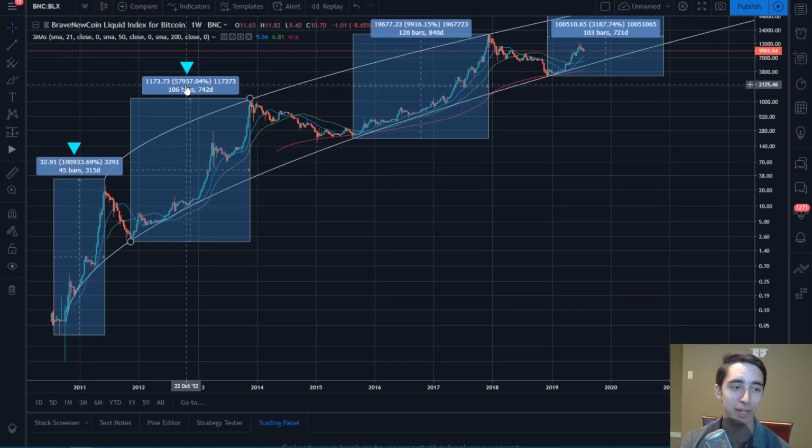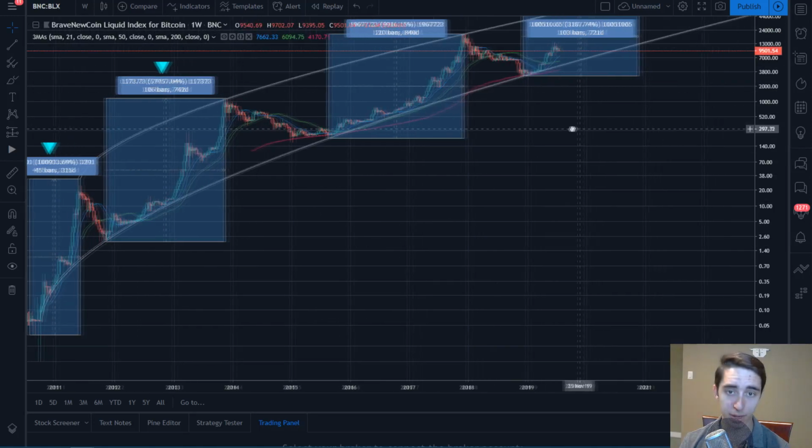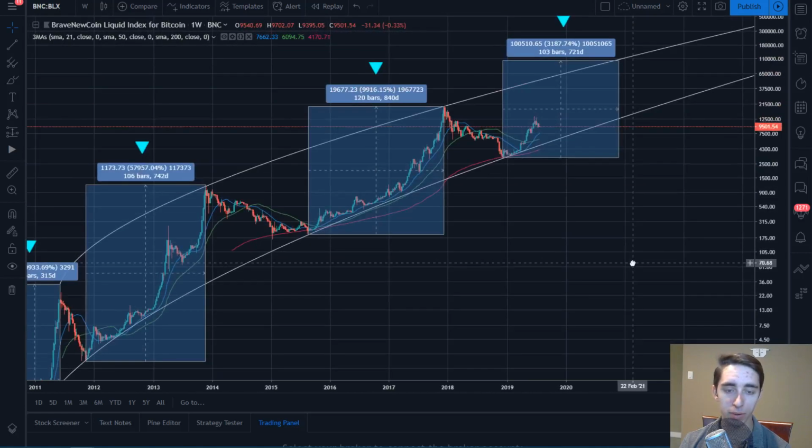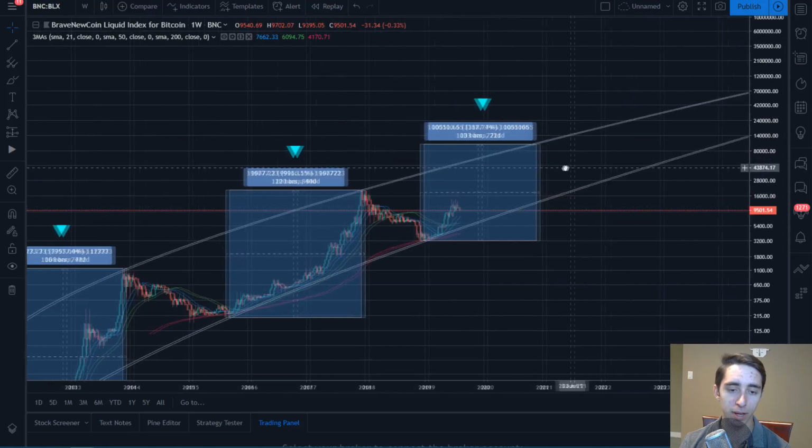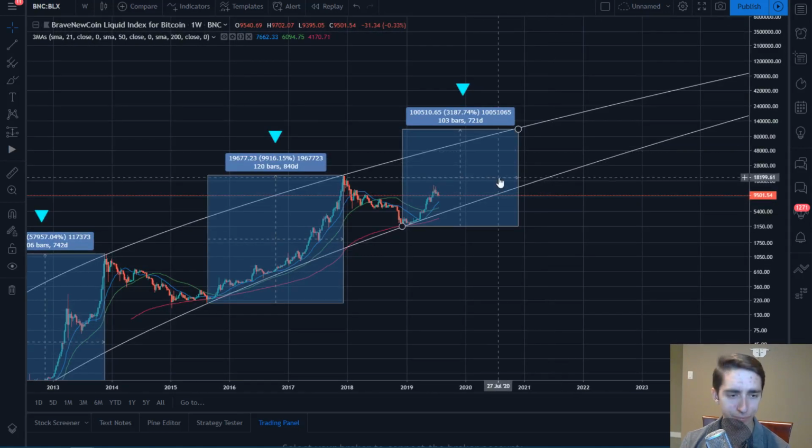In this cycle, we did a 579x in the sense of the valuation from top to bottom. We almost did a 100x in this cycle. I believe that we are going, and sometimes if you can't see it, guys, just click off the auto button so we can expand up here. You guys are welcome to copy this chart.